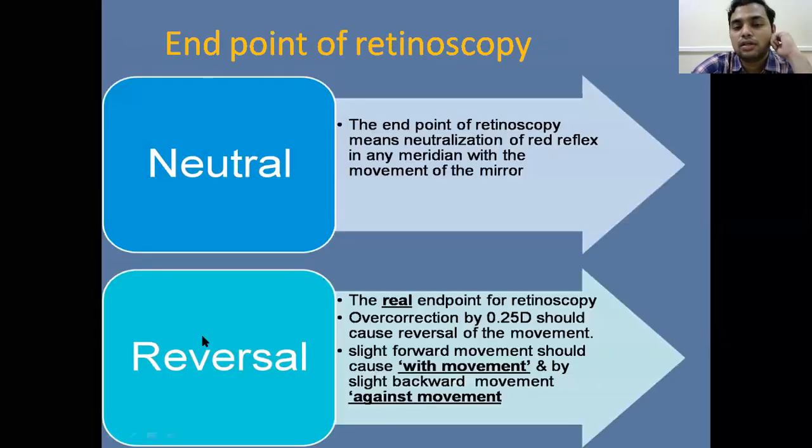I hope you understood this topic. This is a complicated topic. If you have any doubts, you can ask me.